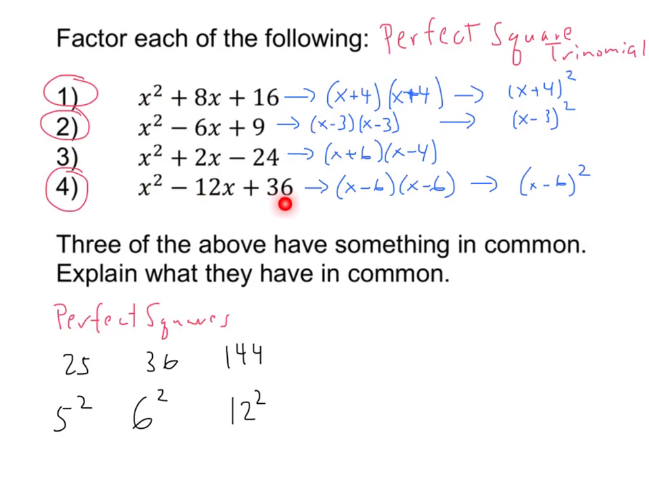Hopefully you also notice that half of 8 is 4, so this is x plus 4 squared. Half of negative 6 is negative 3, so this is x minus 3 squared. Half of negative 12 is negative 6, so this is x minus 6 squared.